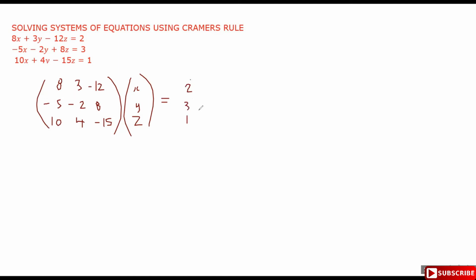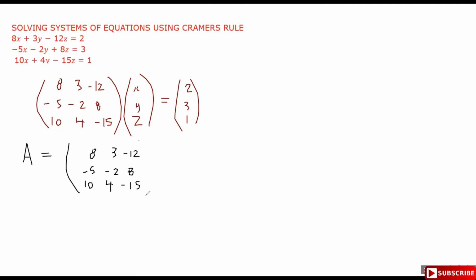Now, what's the beauty about Cramer's rule? With Cramer's rule, we're going to call this coefficient matrix right here, which is the coefficients of the x, y, and the z, A. We're going to call this matrix A, where A is equal to 8, 3, minus 12. This is now minus 5, minus 2, 8. Then we have 10, 4, minus 15. This is our matrix A.